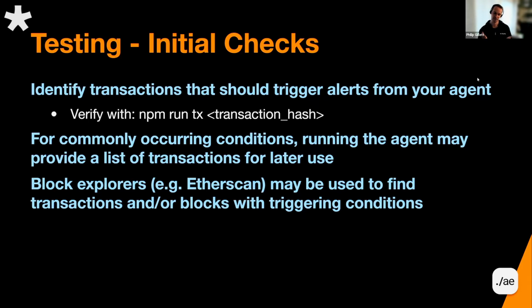If you have something that you expect an alert to be emitted for frequently, it may be enough just to run the agent from your terminal. And after a minute or two, you may have some transactions already. Go ahead and save those transaction hashes and use those in testing to make sure that everything is still happening the way you expect it to.